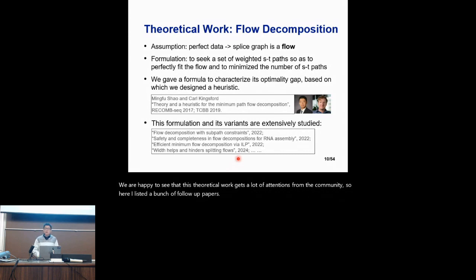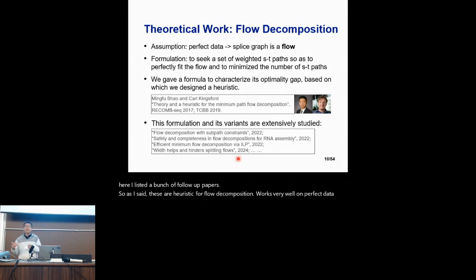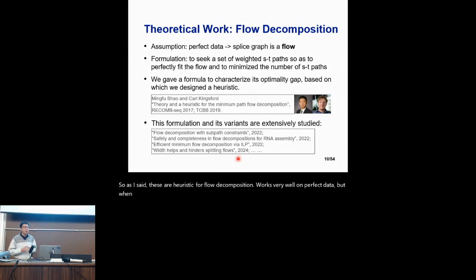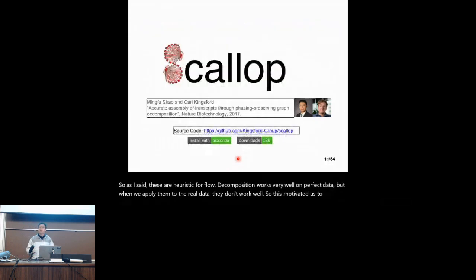So as I said, this heuristic for flow decomposition works very well on perfect data. But when we apply it to real data, it doesn't work well. This motivated us to design a practical assembler, called Scallop, which was published in Nature Biotechnology a few years ago.